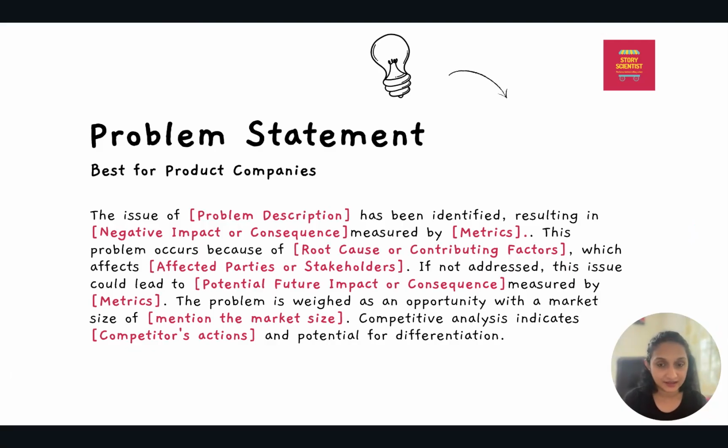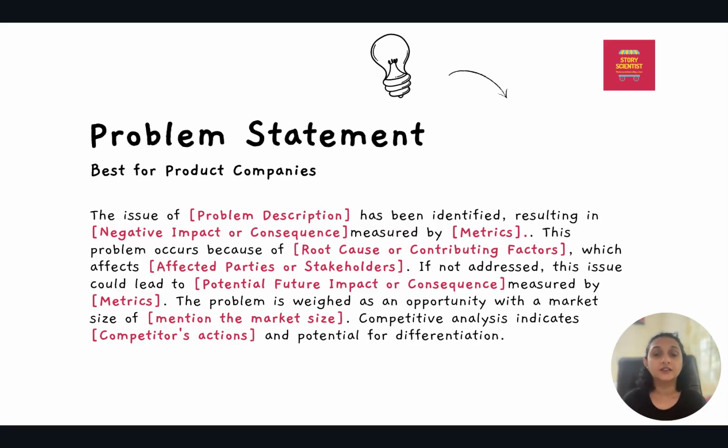In this lesson, I'll be showing you two different templates of creating a problem statement. This is the first type that works for product companies, where you will provide the issue of the problem that you assume you're trying to solve, with the negative impact or consequences. If there are any metrics to support that, provide them, or else it's not a hard and fast rule. They just enhance your output.